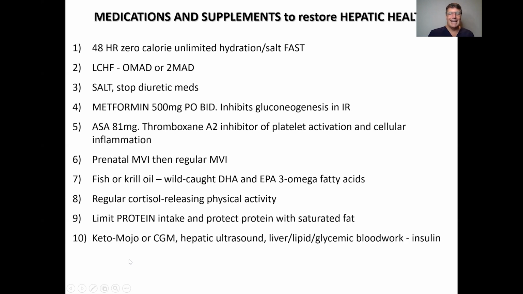We use a Keto-Mojo type device, which is monitoring blood sugar and ketones to see that GKI, the glucose ketone index, change in patients as they become insulin sensitive. Or if you can, using a continuous glucose monitor is a very useful device. If you really want to know about fatty liver and you can't biopsy the liver, which is the gold standard, liver ultrasound is a very useful way to look at fatty liver, but you've got to have an ultrasonographer that knows what they're doing. And we can then measure liver, lipid, and glycemic blood work and always try to get a C-peptide and insulin that most doctors don't get.